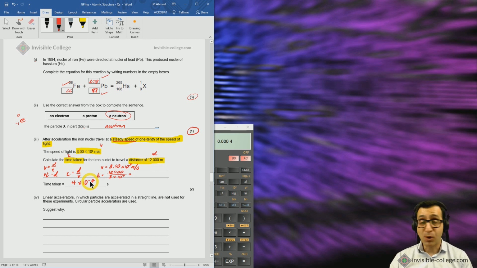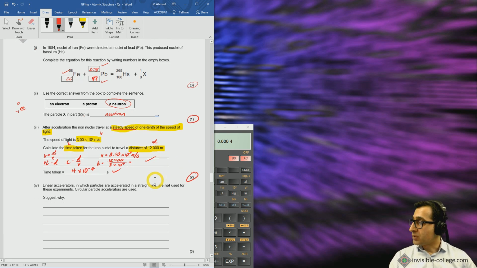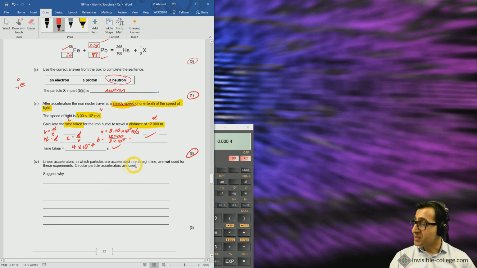so that you can more easily spot any errors that you're making in your calculations in that critical period when you're going back through your calculations. So in this question, part 3, we're being given 2 marks, 1 mark for the working and 1 mark for the correct answer here. 2 marks. Part 4, linear accelerators in which particles are accelerated in a straight line are not used for these experiments. Circular particle accelerators are used.